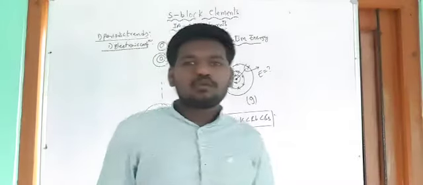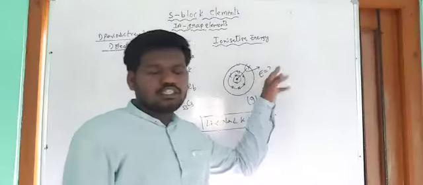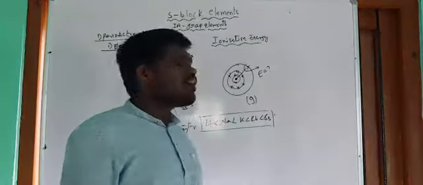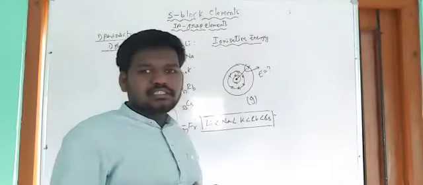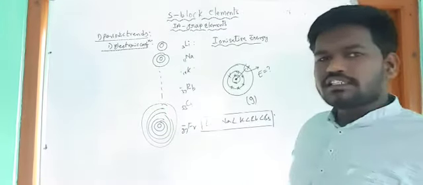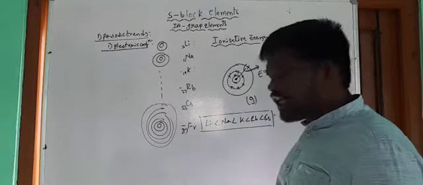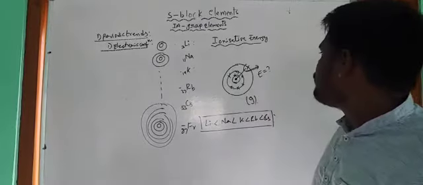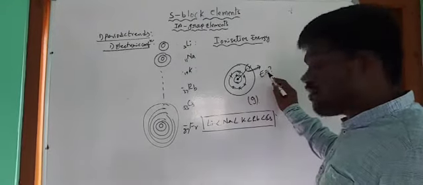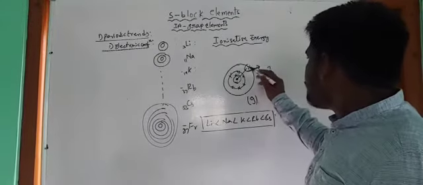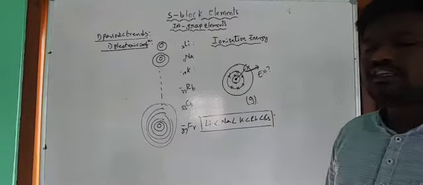How much energy is required to remove this electron? That energy is known as ionization energy or ionization enthalpy. So let me define it like this: the amount of energy required to remove the electron present in the outermost shell of a gaseous atom is known as ionization energy.